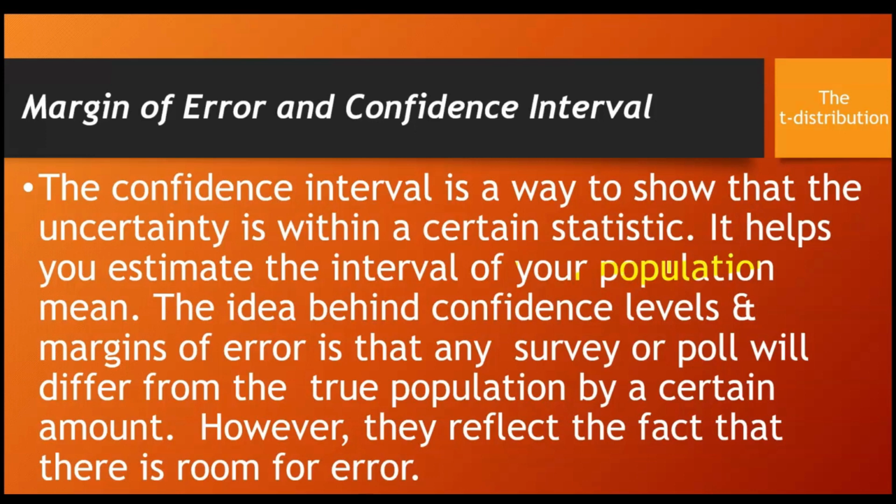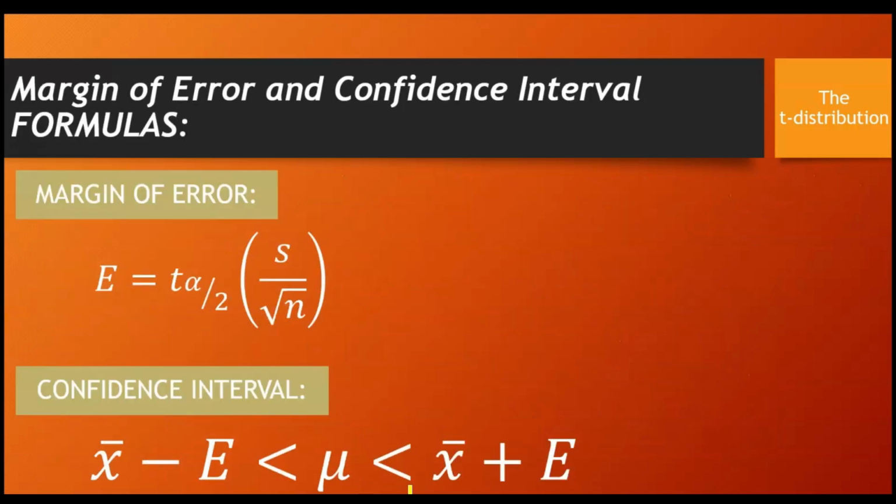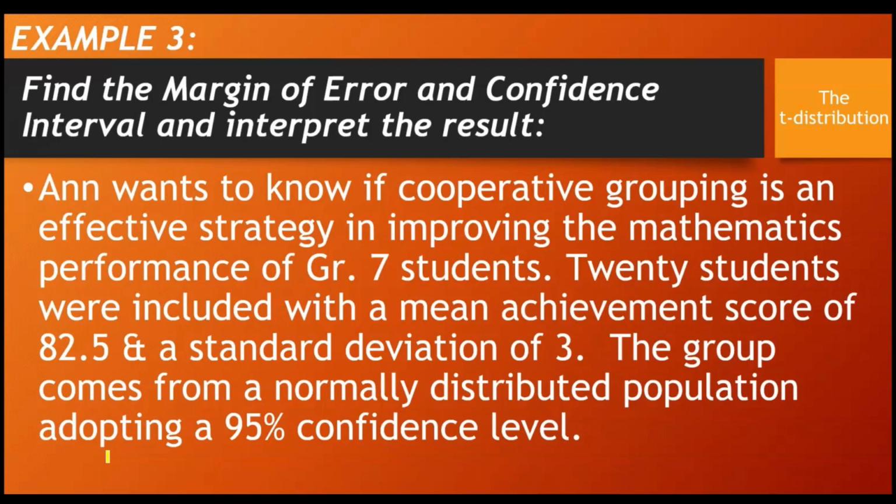The idea behind confidence level and margins of error is that any survey or poll will differ from the true population by a certain amount. However, they reflect the fact that there is room for error. So again, we use the confidence interval to estimate our population mean. The following are the formulas used in finding the margin of error and the confidence interval. T sub alpha over 2 is our confidence coefficient, S is our sample standard deviation, and the small letter n represents the sample size. The bar X represents the sample mean.